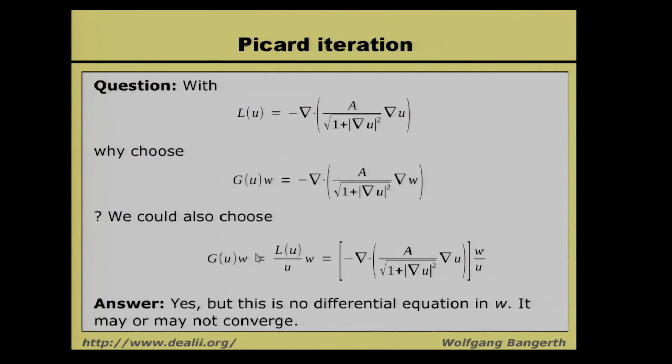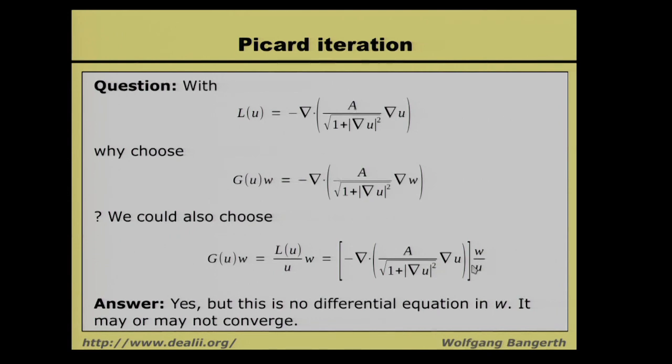I could also have chosen this G as L(u) over u. You remember that I wanted to choose it in such a way that G(u) applied to u equals L(u), right? So if I multiply this with w equals u, I get back L(u). So this would work here. But if you look at what that means, I would have to apply this sort of operator to w over u. Well, it's linear in w. This is all fine, but there are no derivatives on w.